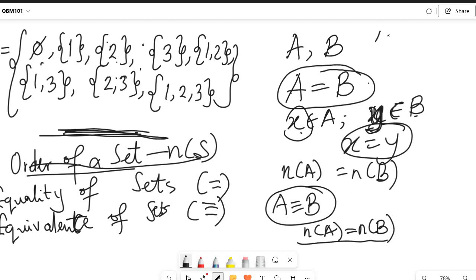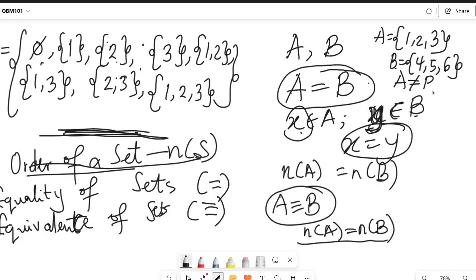If I say set A equals {1, 2, 3} and set B equals {4, 5, 6}, then sets A and B are not equal. However, sets A and B are equivalent. What does this mean? Set A has a cardinality of 3, and set B also has a cardinality of 3. Since they have the same cardinality, they are equivalent. But they are not equal, since the elements in A are not the elements in B. I believe you understand that.